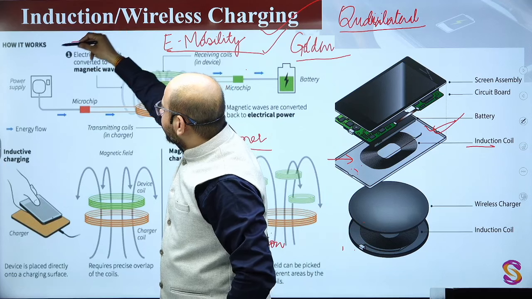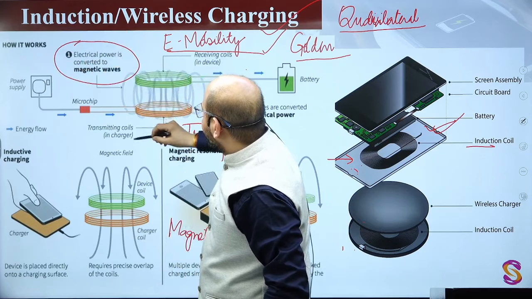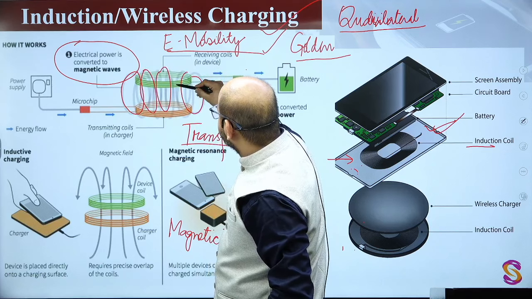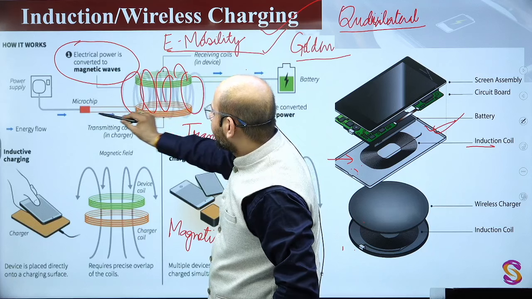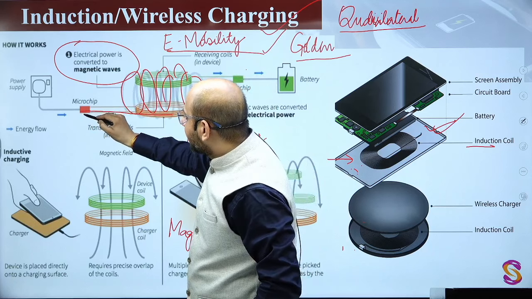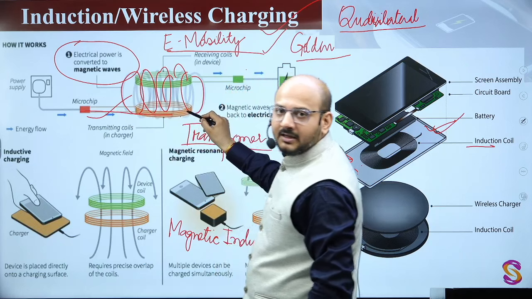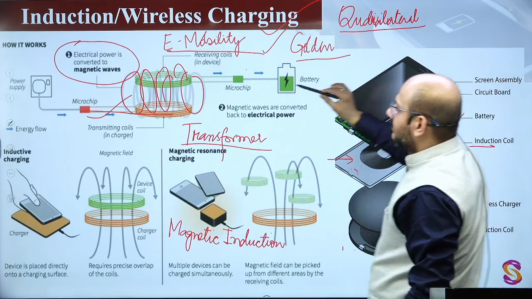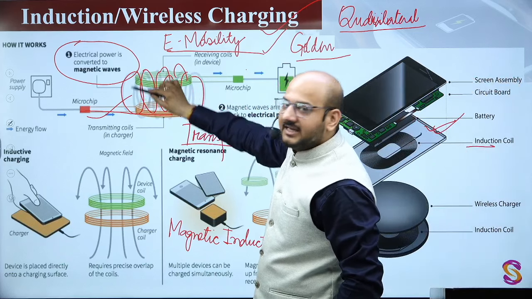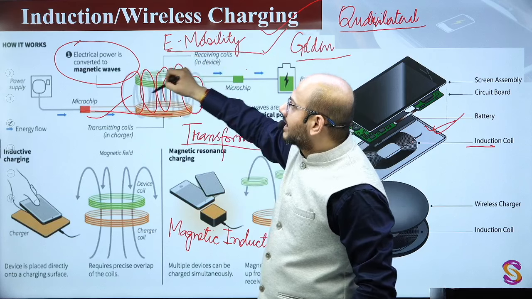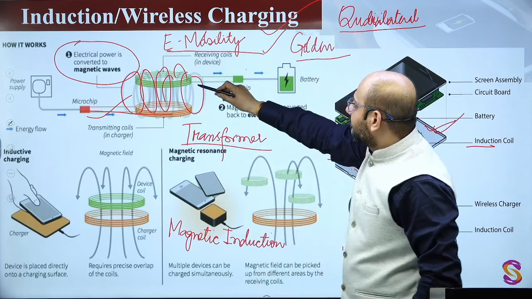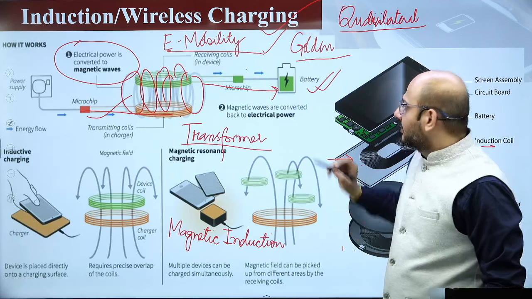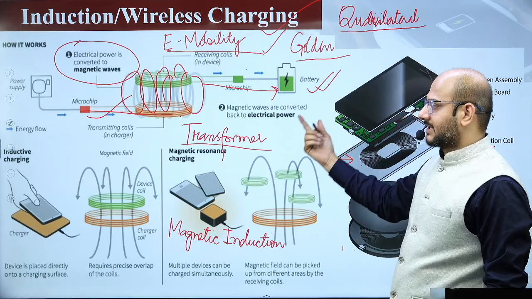First, what happens? Electrical power is converted into magnetic waves. You can see these waves around it. Magnetic waves, different waves are there. This is the charger, power supply or microchip. Here is one coil, and here also we have one coil, the top coil in the device. Now, this magnetic field is induced, therefore we call it induction, and from this magnetic field, the magnetic waves are converted back to electrical power into the battery. On this principle, basically it works.